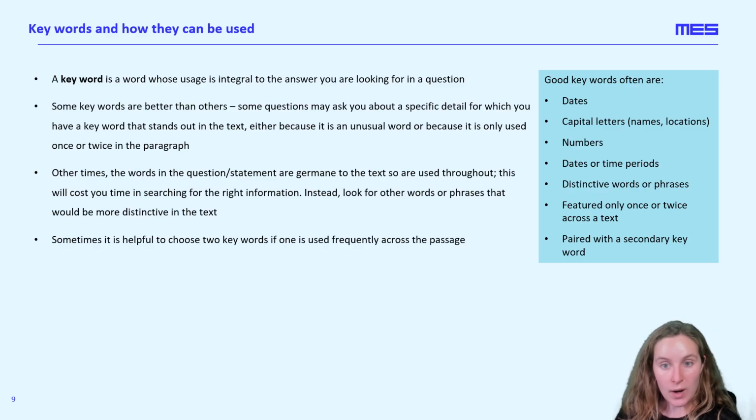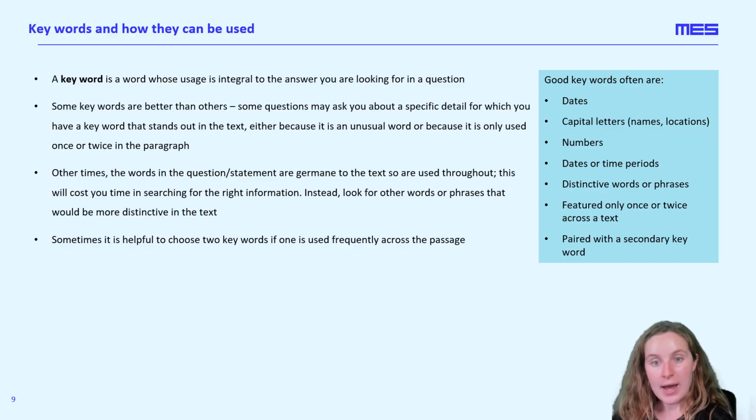The distinctive words or phrases we've mentioned a little bit: words that appear possibly once or twice, or are really, really specific to a certain answer or a certain question you are looking for. Ideally they're featured only once or twice across the text. And if they are featured way more than that, but it is the subject of the passage or important to getting to the correct answer, then being paired with a secondary keyword will also be helpful.